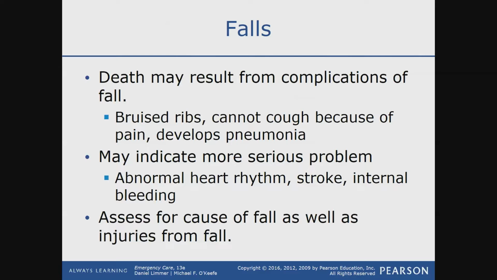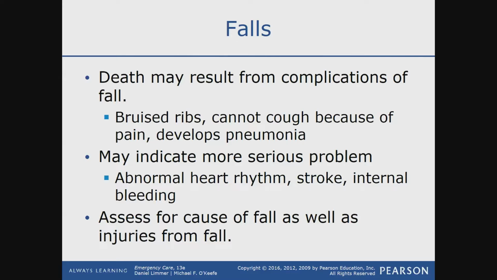So this is big right here. Geriatrics do tend to get fractures from falls pretty frequently. So that is a common cause for a fracture in a geriatric, and that may very well be a question on the NREMT. So death may result from complications of falls, bruised ribs, cannot cough because of pain. So if your patient can't cough, they can't expel the bacteria inside the lungs. So then pneumonia builds up, okay? So that's why that can become an issue.